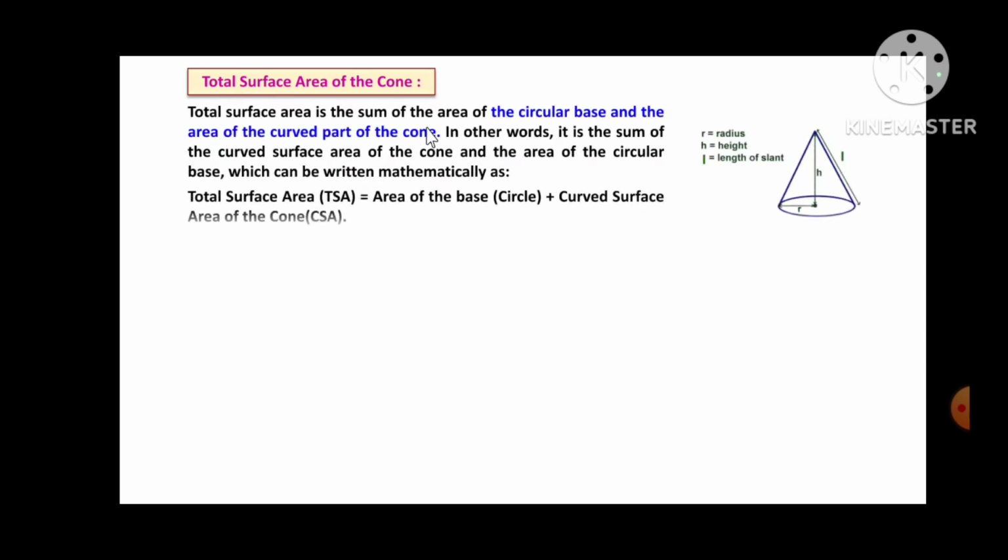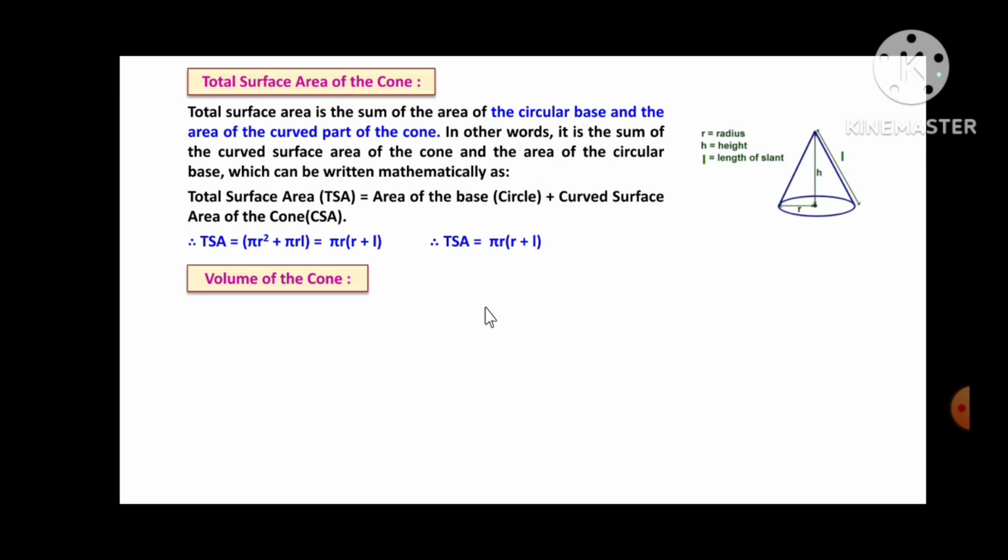Let's now see the total surface area of the cone. The total surface area of the cone is the sum of the area of the circular base and the area of the curved part of the cone. In other words, it is the sum of the curved surface area of this cone and the area of the circular base, which can be written mathematically as total surface area, that is TSA, is equal to area of the base, that is circular one, plus curved surface area of the cone, that is CSA. Therefore, TSA is equal to pi r square plus pi r l, that is pi r into bracket r plus l. So in short, we can write TSA is equal to pi r (r plus l).